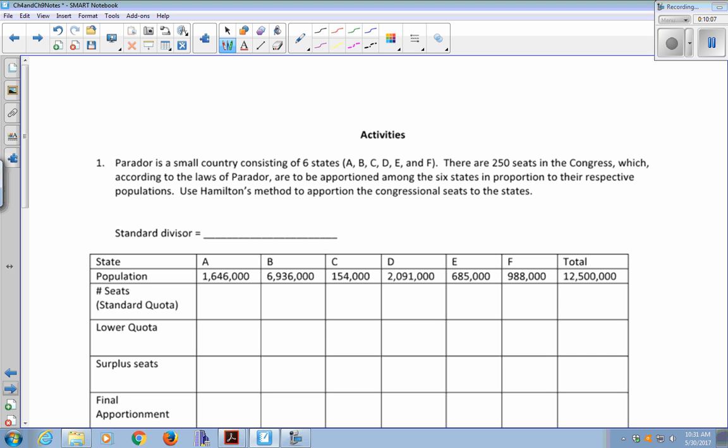All right, so at this point, I'm going to have you turn to your activities and work through them. Remember to check your answers. They appear directly after the activities. And let me know if you have any questions.